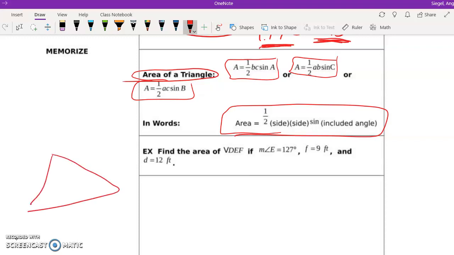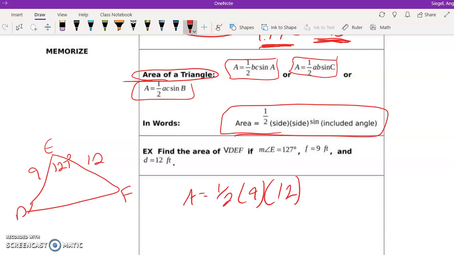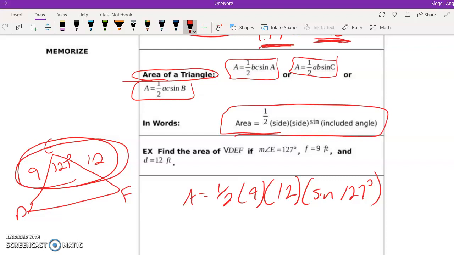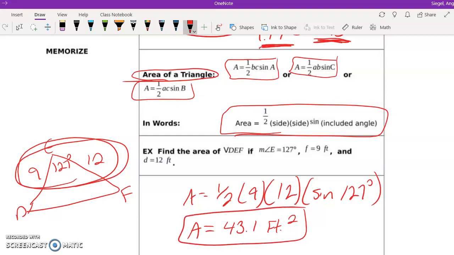So I'm going to set up my triangle, and I'll show you. Okay, so I'm going to set this up. So half of side, side, sine of included angle. Like that, in my mind, that's how I think of this. So it's going to be set up like this when you're finding this area. So this is a total calculator problem. So when you type it in, you're going to get about 43.1 square feet. And that is it.